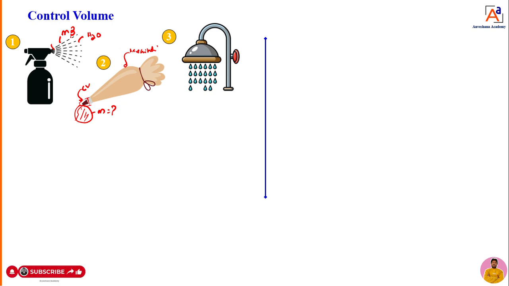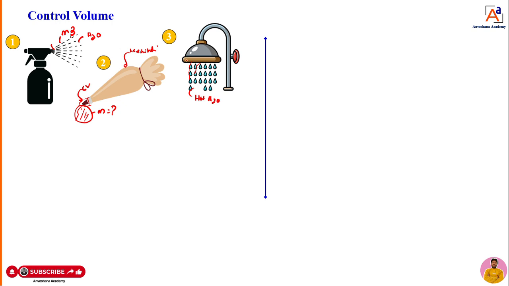Here in this application, in both the first and second applications, you can see how much mass is transferred can be calculated with the help of control volume, as I told. But when it comes to the third application, here water is falling. That hot water, you can call it hot water, is falling.